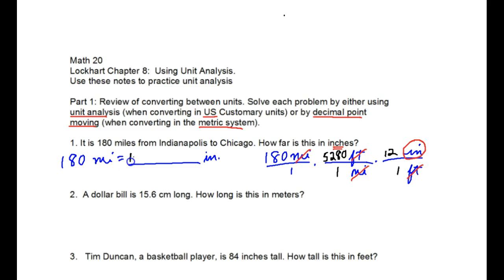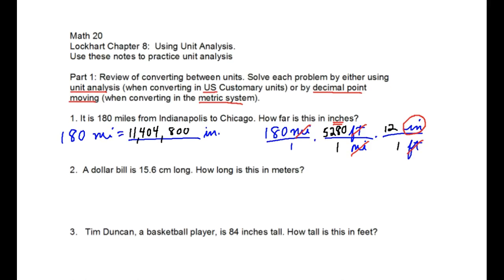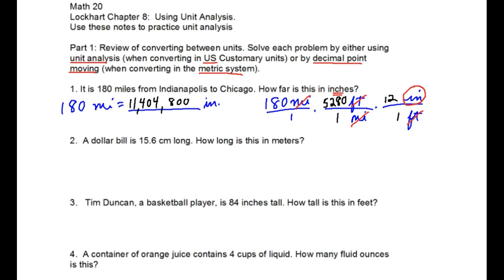It's 11,404,800 inches. So it's a lot of inches between Indianapolis and Chicago. So that's a problem where you're converting within the US system.